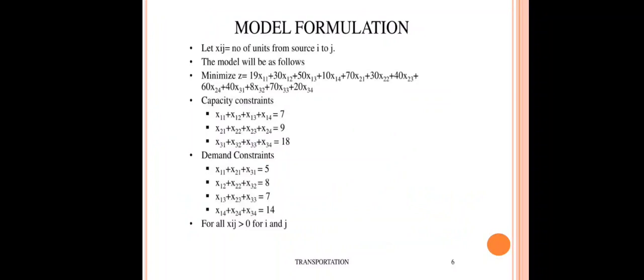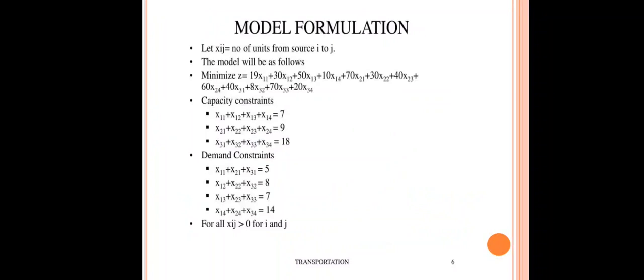Our aim is to minimize the cost. So minimize z is equal to 19x11, that means first row first column, plus 30x12 plus 50x13 plus 10x14 plus 70x21, second row first column, plus 30x22 plus 40x23 plus 60x24 plus 40x31, third row first column, plus 8x32 plus 70x33 plus 20x34.